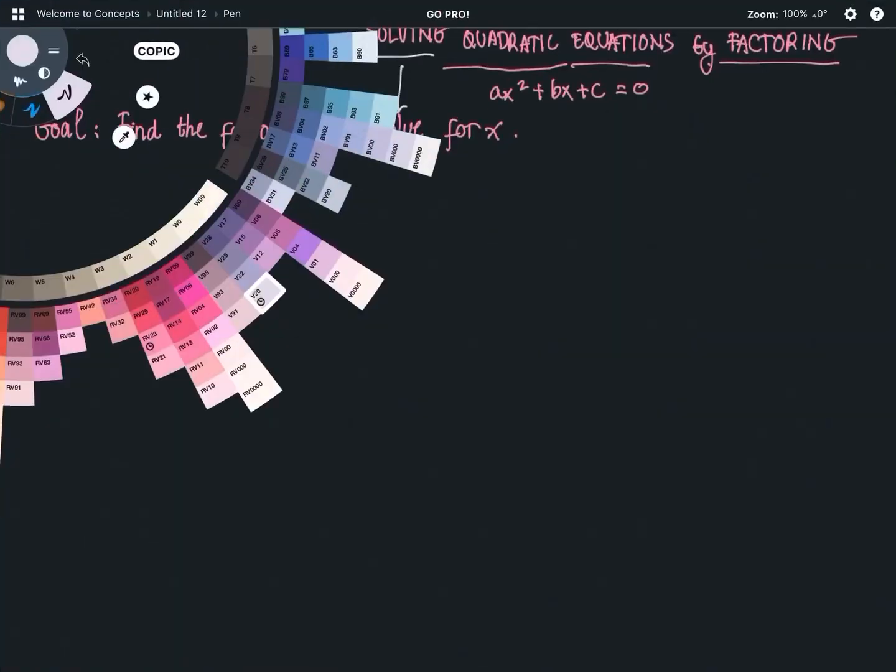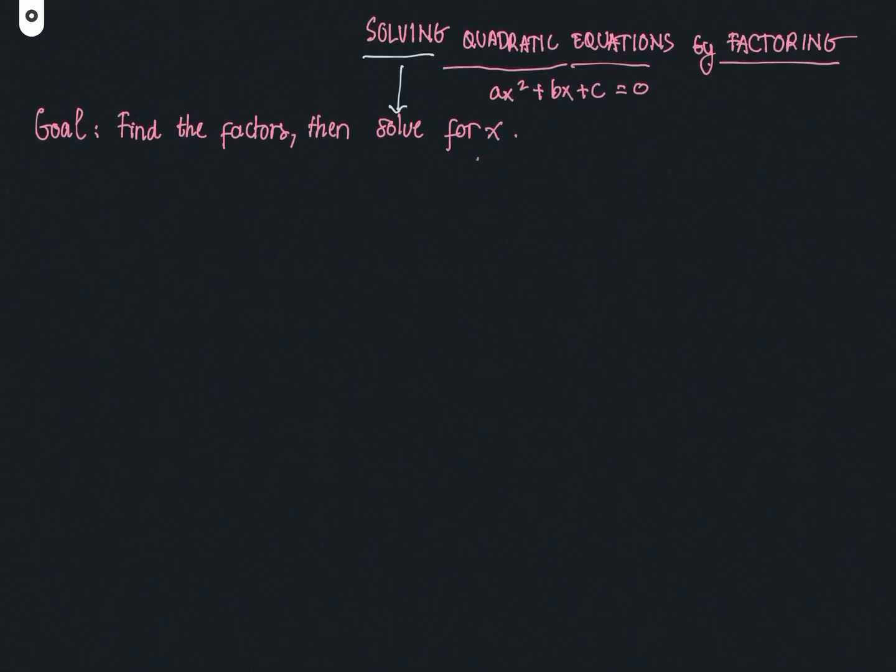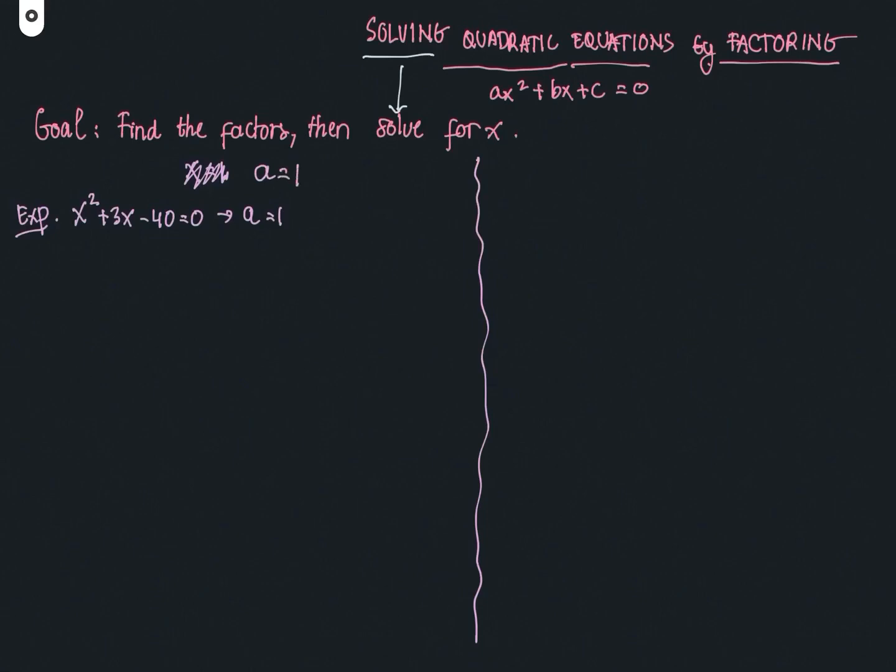So I'm going to give you two examples. The first example is when a equals 1. The example is x squared plus 3x minus 40. Again, make it equal to 0 because we're going to solve. A is 1, b equals 3, and c equals negative 40.